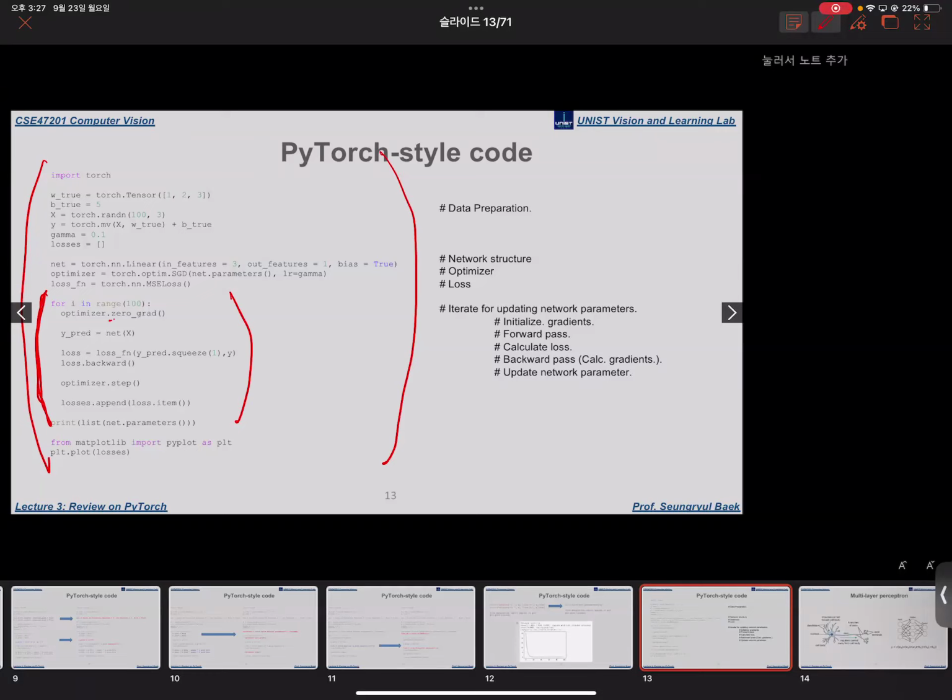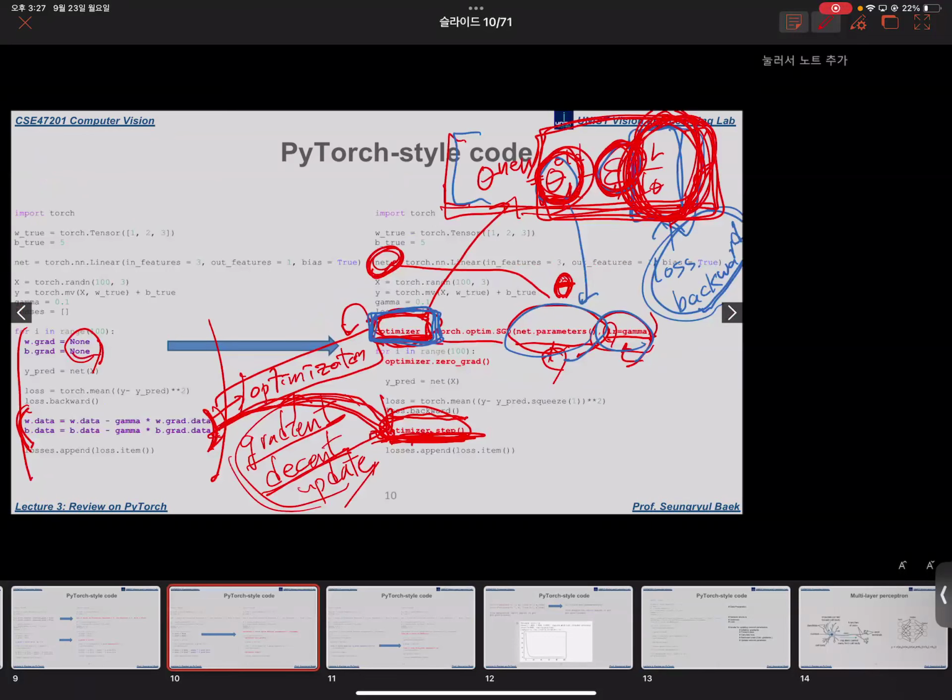I might miss this part maybe. So previously, this known value is assigned individually for individual parameters, but by calling this optimizer.zero_grad, you can do this automatically for every parameter.